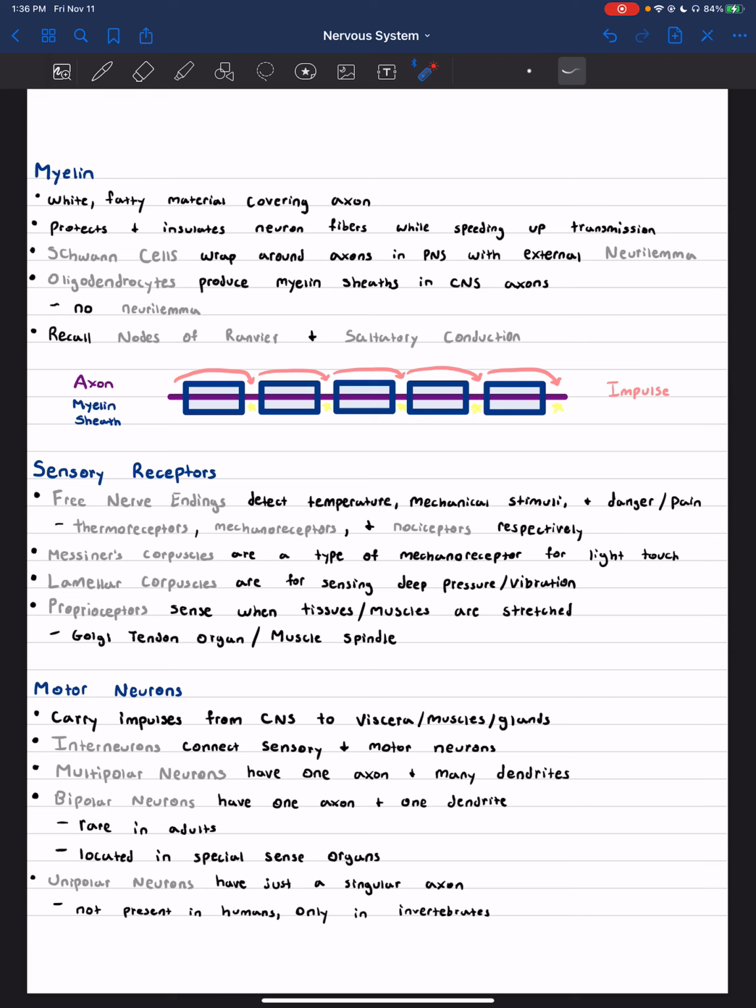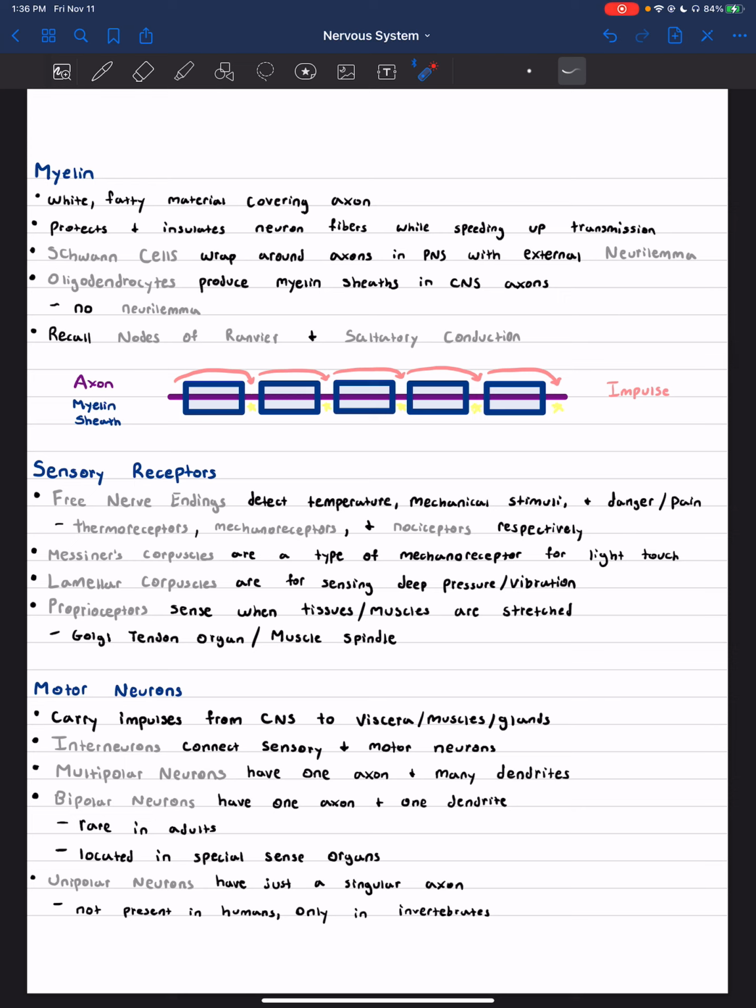So sensory receptors are, as they sound, they receive sensory information. Now, there are four primary types. We've got thermoreceptors, mechanoreceptors, nociceptors, and proprioceptors. So, your thermoreceptors, mechanoreceptors, and nociceptors are all a part of something called your free nerve endings. Now, these will detect temperature and mechanical stimulus and danger or pain.